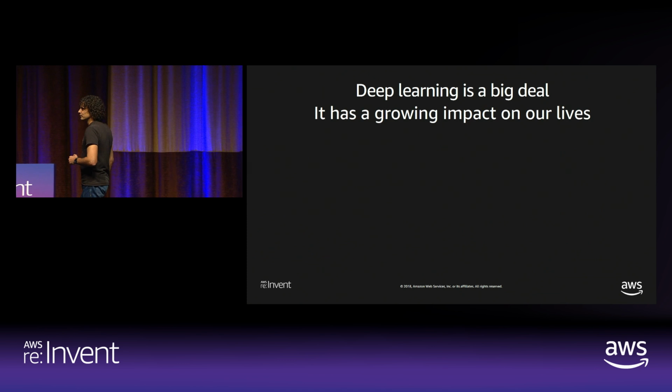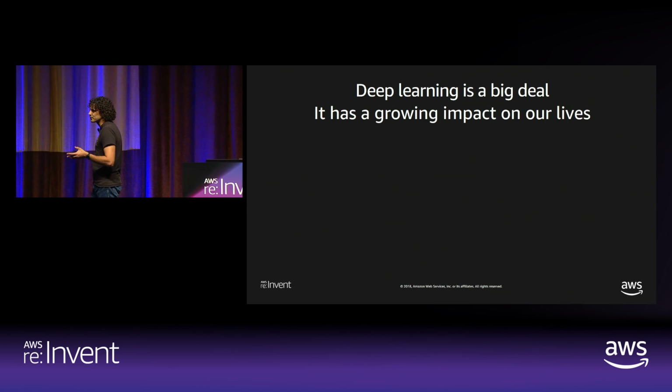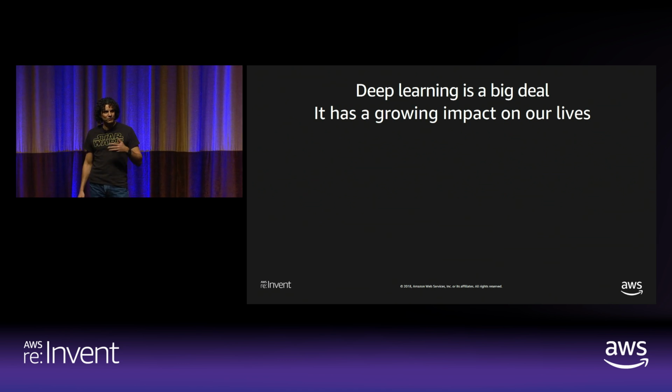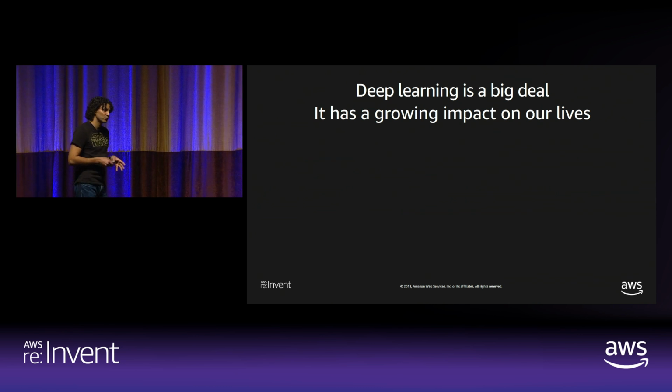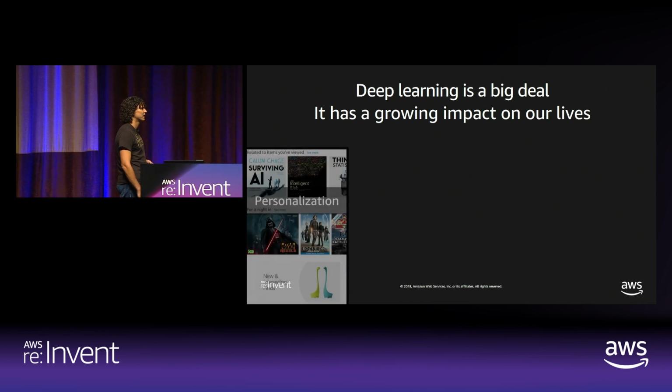Okay, so let's move on to talk a bit more about why it's a big deal. So the first reason why deep learning is a big deal and why you should care is because it really has a growing impact on our lives. Now, if you just look at what Amazon does, you can see deep learning in so many different applications.